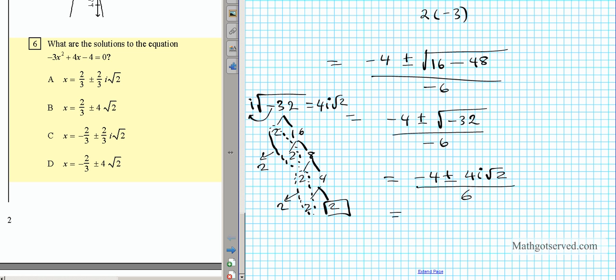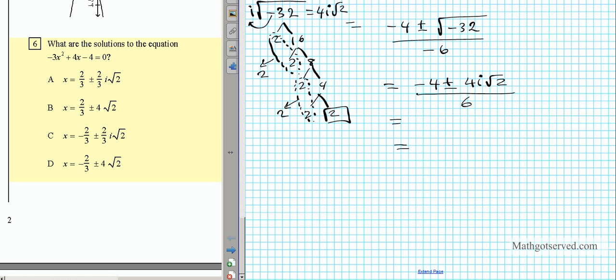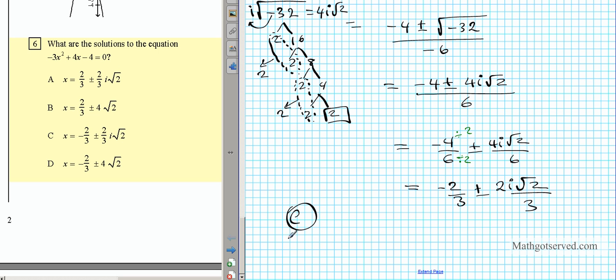Now what we're going to do is break it up into 2 parts. We're going to do the real part and the imaginary part. Okay, so for the real part, we're going to have negative 4 over 6 plus or minus 4i root 2 over 6. Okay, you divide it out, you have negative 2 over 3 because you divide top and bottom by 2. So you have negative 2 over 3 plus or minus, same story here, divide top and bottom by 2, 2i root 2 over 3. Okay, so our answer for this is option C. All right, let's go ahead and move on to the next problem.